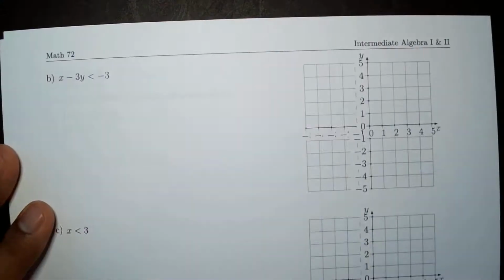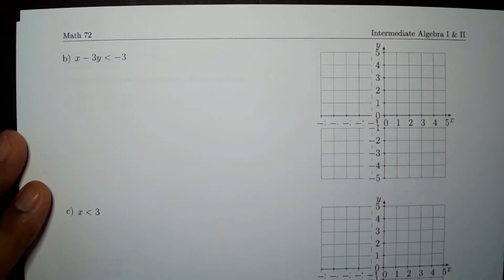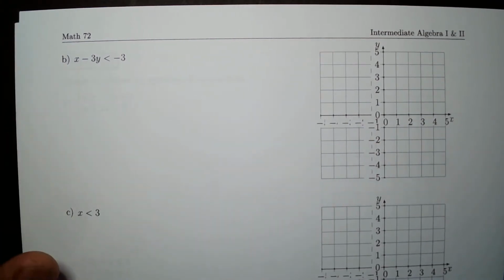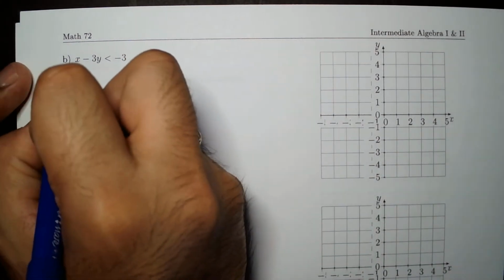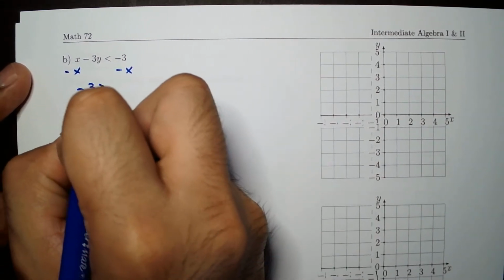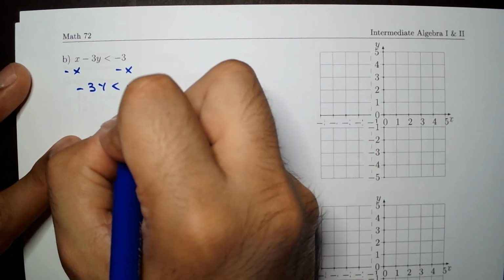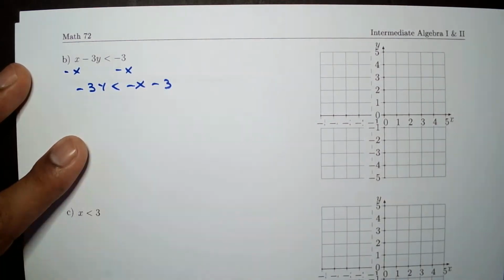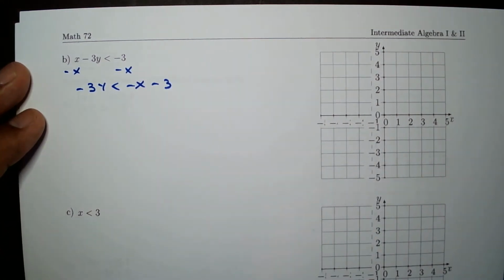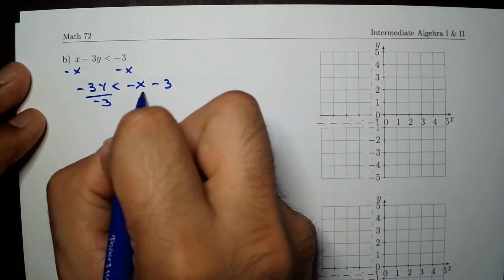Let's do another example. So x minus 3y is greater than or equal to negative 3. Again, this inequality is not solved for y. Let's subtract x from both sides to get negative 3y greater than or equal to negative x minus 3. And then we need to divide both sides by negative 3.